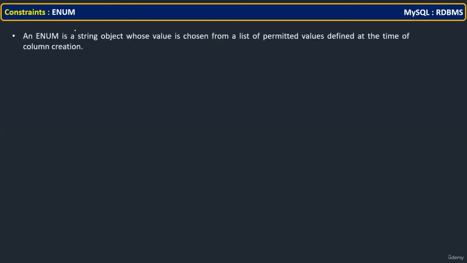Hi. So now let us see the next constraint, that is the enum constraint. This is also a very useful constraint. Let us see first of all what it actually means. The meaning of the enum constraint is very simple. The enum is a string object, so whatever we use in this enum must be strings whose value is chosen from a list of permitted values.